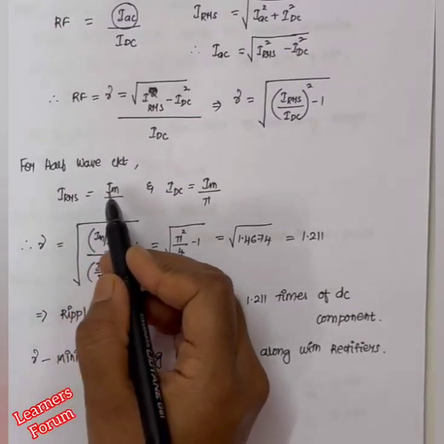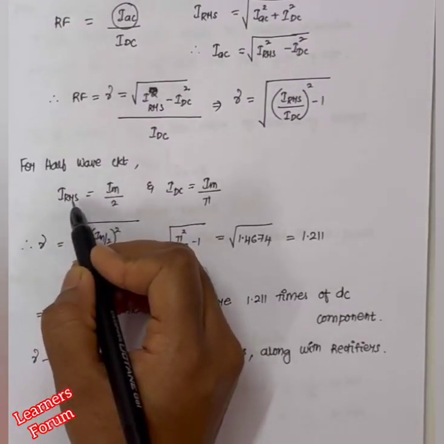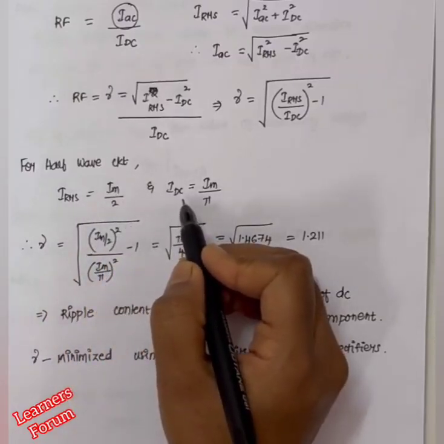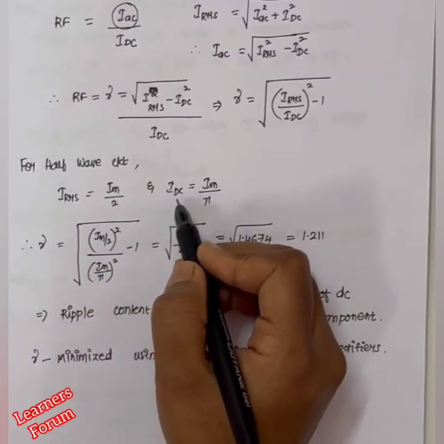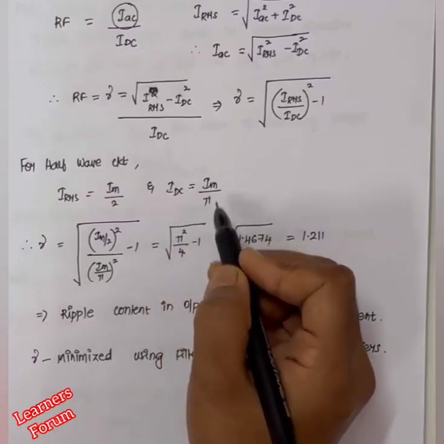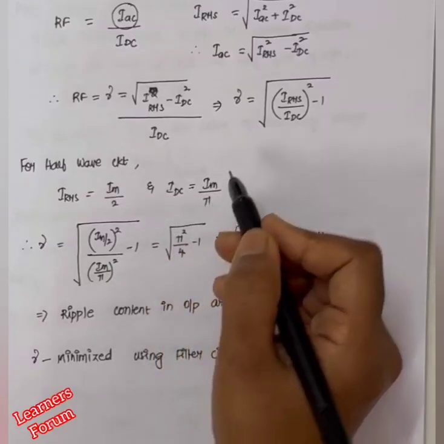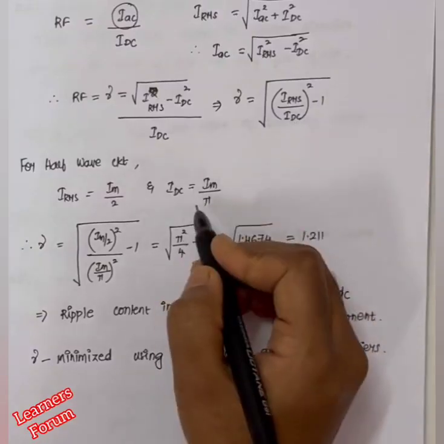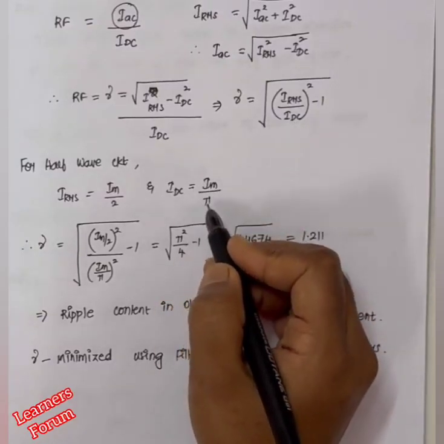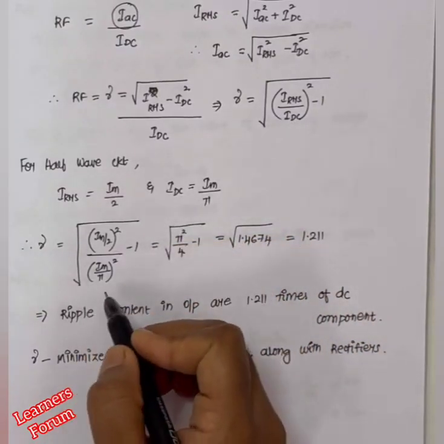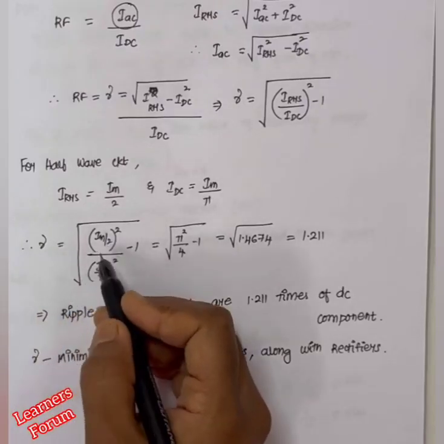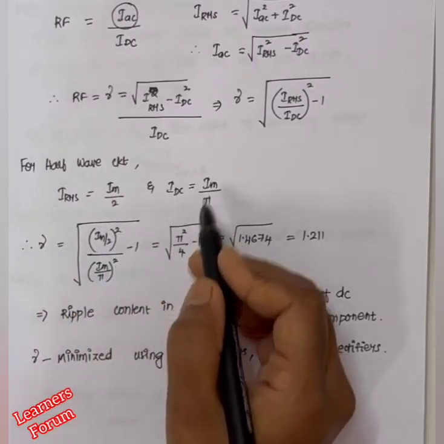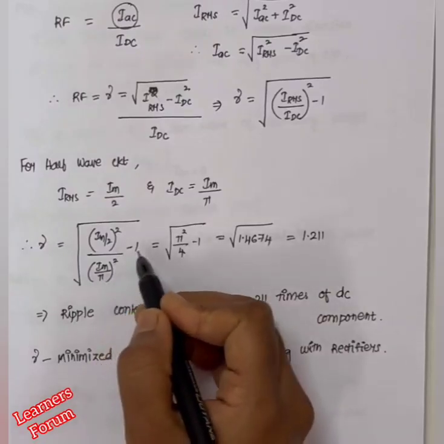So for a half wave circuit, we have calculated the RMS value, which is IRMS equal to IM by 2, and we have calculated the DC component in the output as well, that is IDC, which is equal to IM by pi. So in the equation of ripple factor, we can substitute for IRMS and IDC prescribed for the half wave circuit condition. So substituting that, we will get gamma equal to square root of, instead of IRMS, IM by 2 the whole square, and instead of IDC, IM by pi the whole square, minus 1.